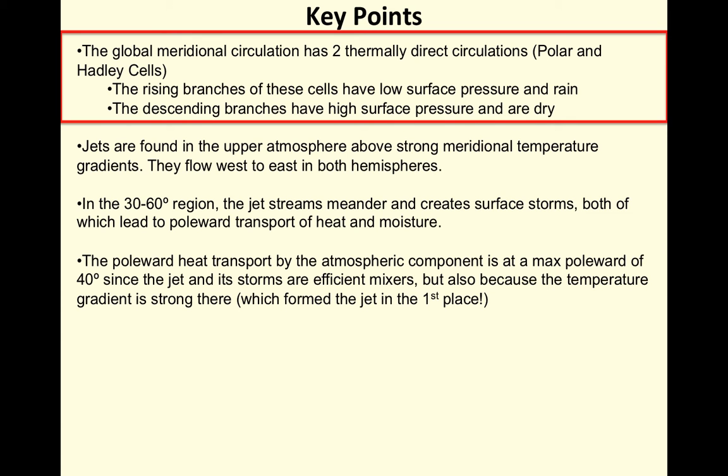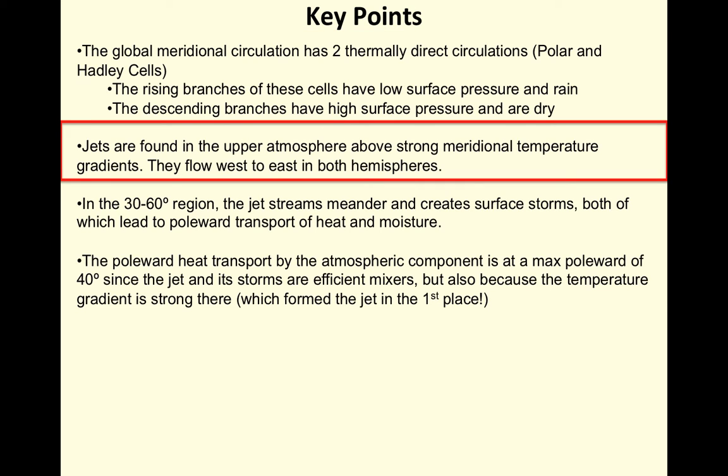Key points for this section. The global meridional circulation, the north-south circulation, has two thermally direct circulations, the polar and the Hadley cells. The rising branches of these cells have low surface pressure and rain as a result of air rising and cooling to its dew point. The descending branches have high surface pressure and are dry, because anytime you have air descending, it warms up, making the relative humidity lower. Jets are found in the upper atmosphere above strong meridional temperature gradients. They flow west to east in both hemispheres.